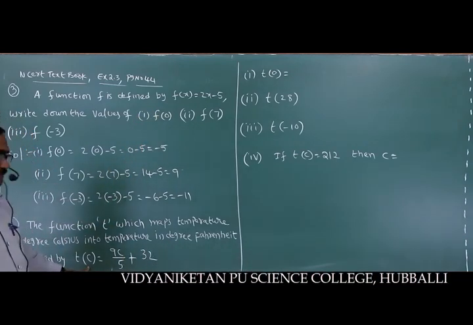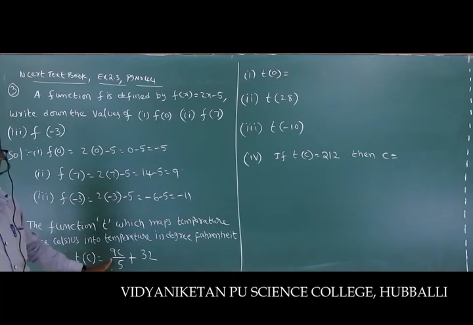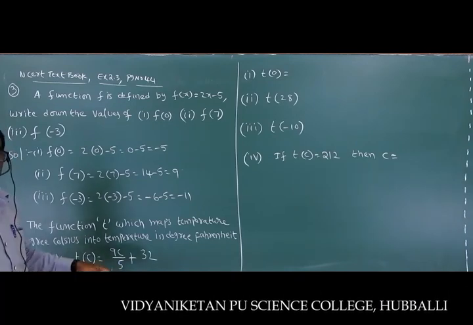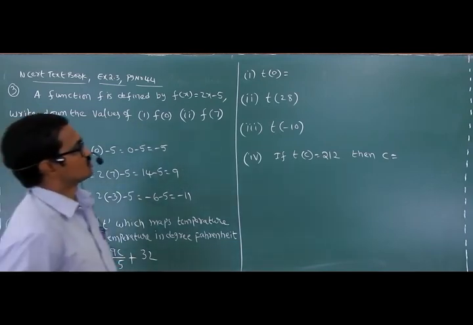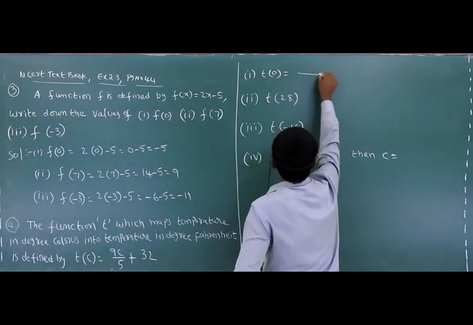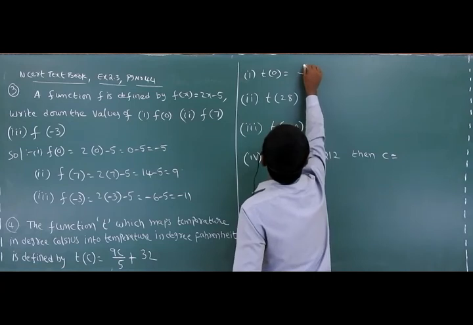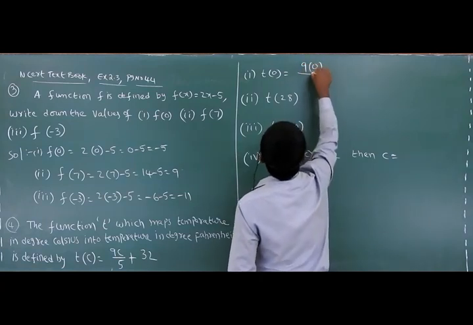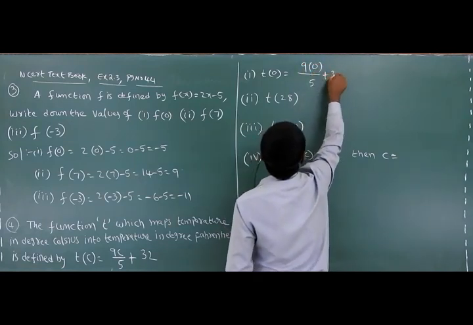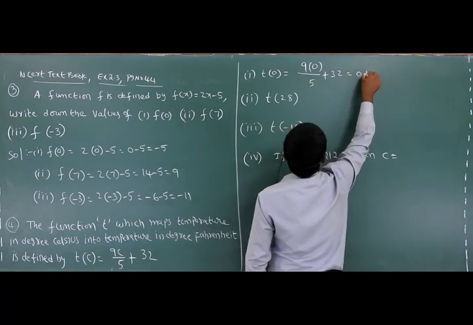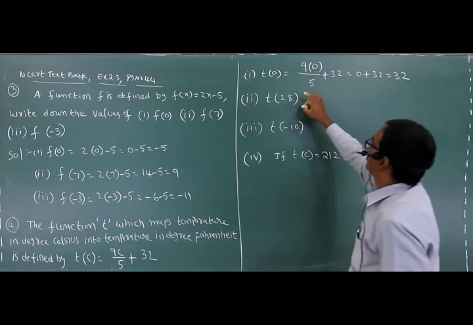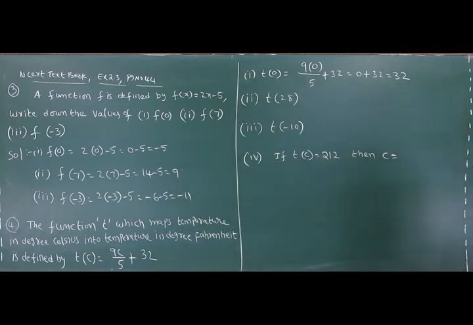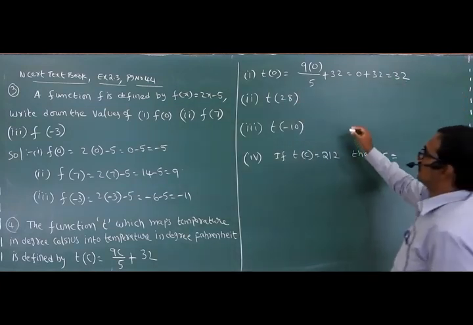So t of c is equal to 9c by 5 plus 32 is there. Then what is t of 0 they are asking? Instead of c, you write 0 in this function. That is equal to 9 into 0 by 5 plus 32. 0 plus 32, that is equal to 32. t of 0 value is 32. Is it clear?